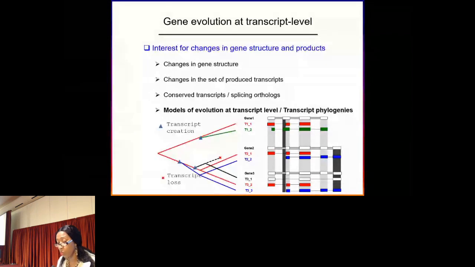So to summarize, we're interested in models of evolution at transcript level, and this model of evolution will allow us to reconstruct transcript phylogeny, so how the set of transcripts have evolved along the gene tree. So here is an example of a complete scenario at the transcript level, where we can see transcript creations represented by triangles, and transcript losses represented by an X.